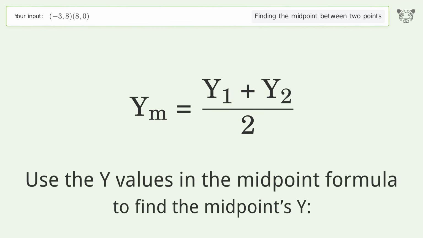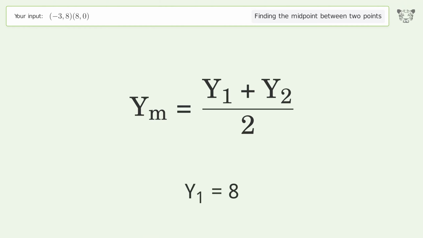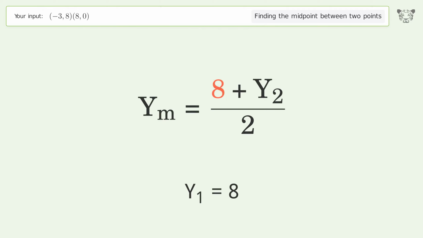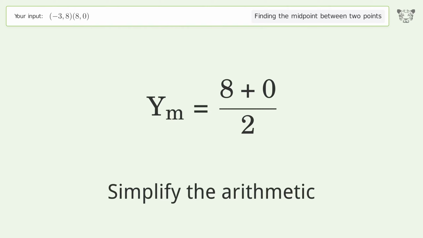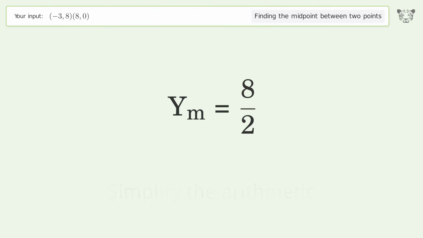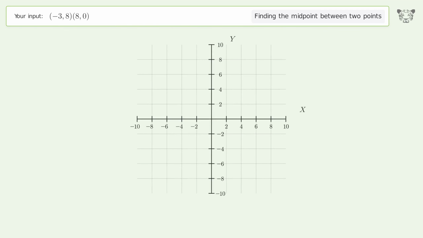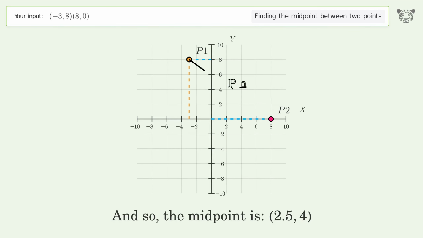Use the y values in the midpoint formula to find the midpoint's y. y1 equals 8. y2 equals 0. Simplify the arithmetic. And so, the midpoint is 2.54.